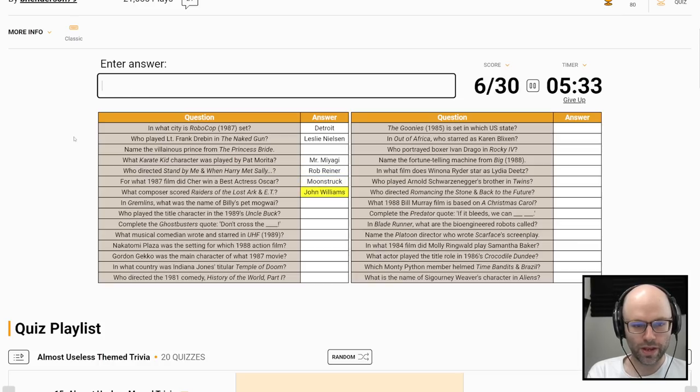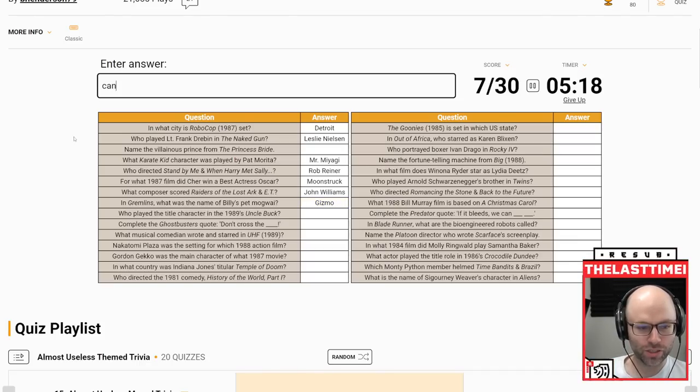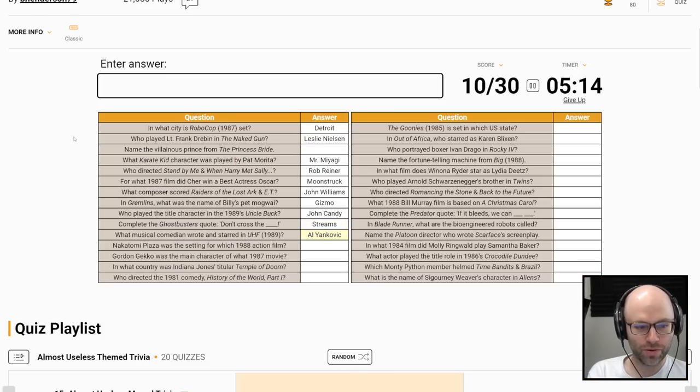John Williams scored Raiders of the Lost Ark. What is the name of Billy's pet Mogwai in Gremlins? I have no idea. Is it Gizmo? Okay. Isn't that the one that just got added to the multiverses? Uncle Buck was played by John Candy. You don't cross the streams. Yankovic was part of UHF.